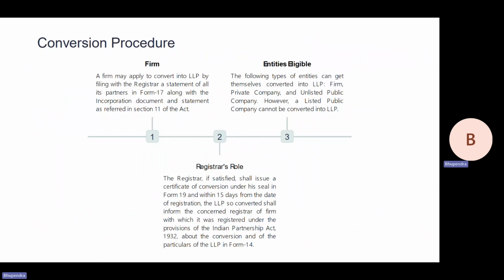The role of registrar, we see that we will file with the registrar form number 17 and he will give a certificate in form number 19. And in case registrar ने मना कर दिया register करने से, तो there is a catch that we can file with the tribunal also within 60 days of dismissal of registrar.